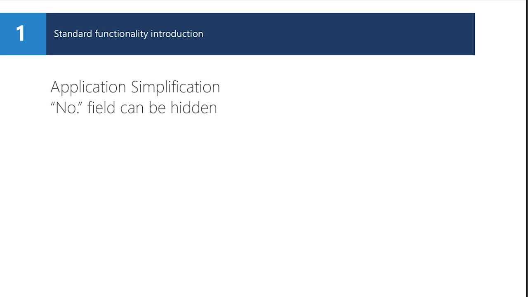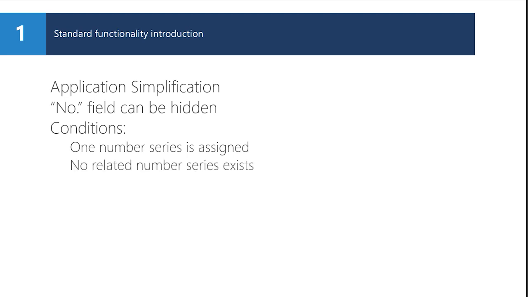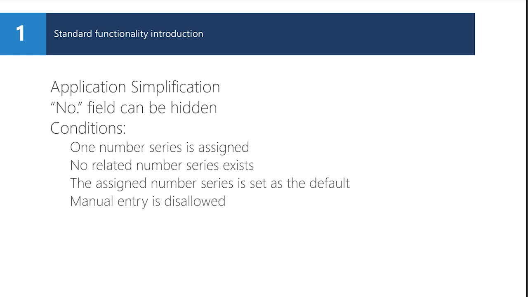The NO field on the page will be hidden only if all the following conditions are true. Only one number series is assigned to this document. We have no related number series for this document. The assigned number series is set as default and manual entry is disallowed. And the next number in the series is available, it is not the last one.